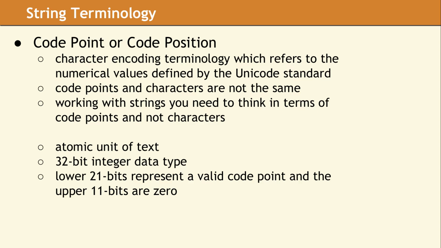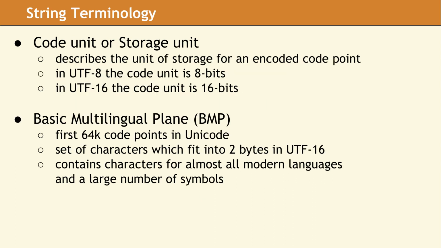The fundamental term we need to define in order to understand strings are code points. They're sometimes also referred to as a code position. Code points are not the same as a character. A code point is the atomic unit of text, and it is a 32-bit integer. The term code unit refers to the way in which code points are stored when they are represented in memory. There are many different encodings that have different sized code units. So for example, in UTF-8, the code unit is an 8-bit integer. And in UTF-16, the code unit is 16 bits.